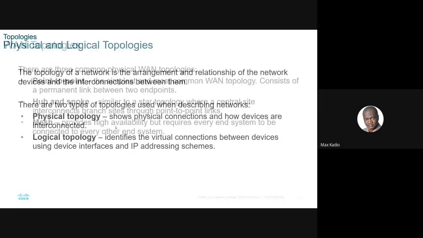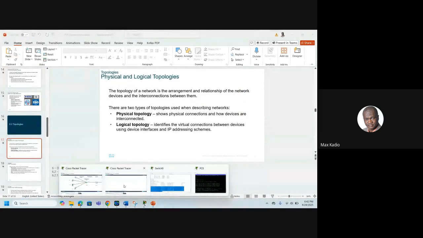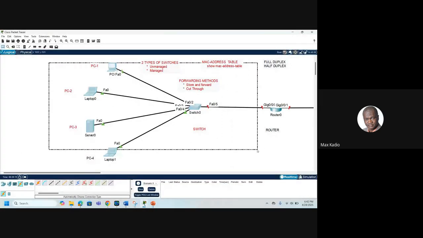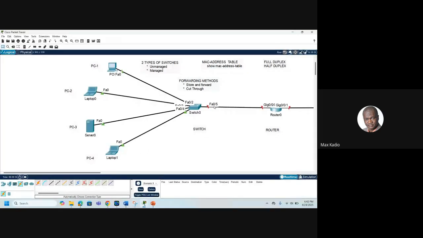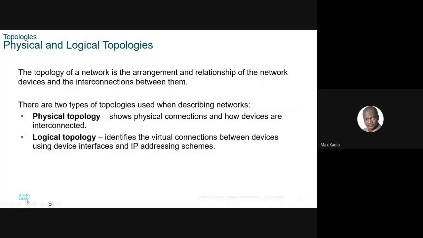Okay, physical topology. Sometimes we'll hear just topology. It's the way it's designed. For example, what I have here is a physical topology. You can see it. You can move it. We call it physical topology. Logical topology is what's happening inside that you cannot see. When you send your data, you cannot touch it. You cannot touch a MAC address. Anything like that is called logical topology. So physical topology shows physical connections and how devices are interconnected. Logical topology identifies virtual connections between them.